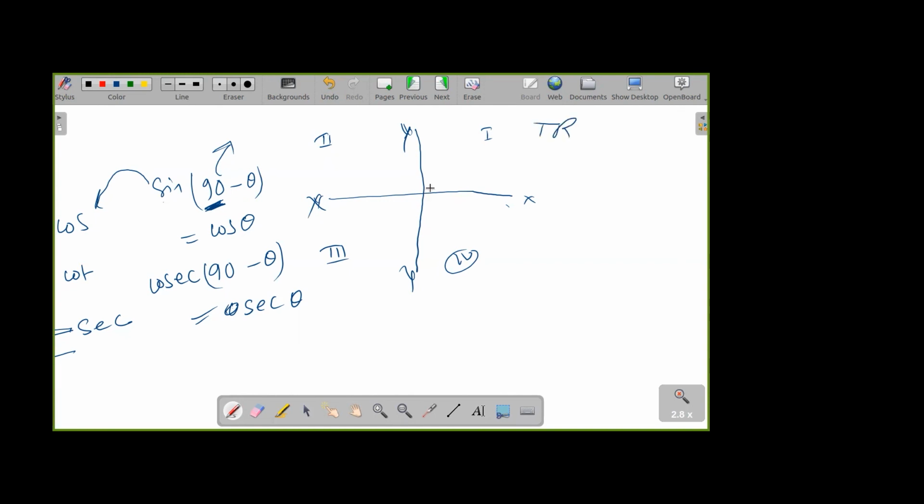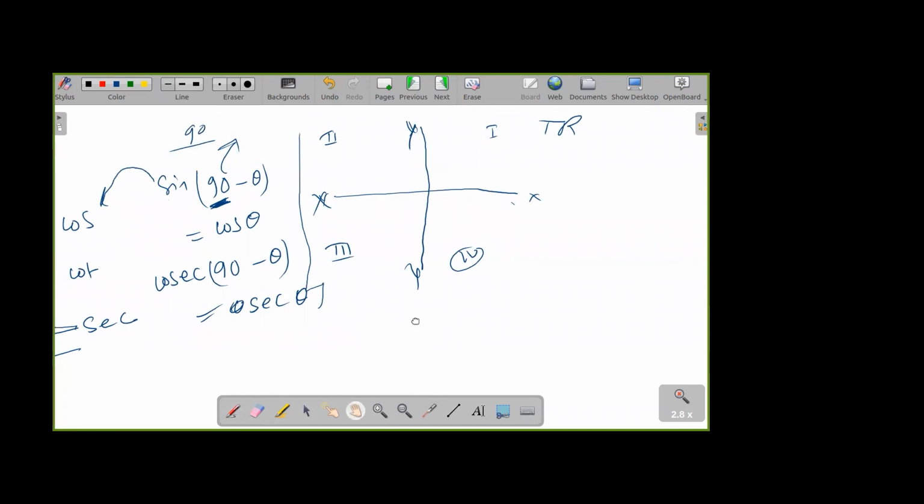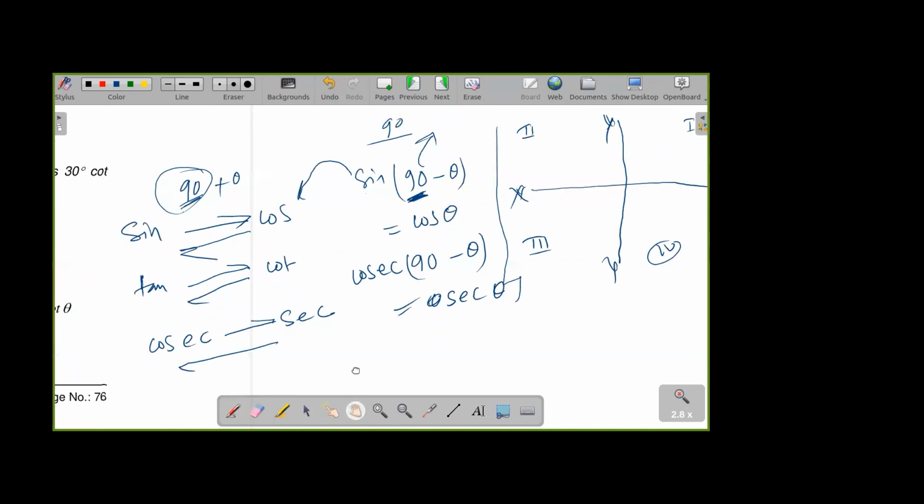I think we have less time, so we should discuss this chart tomorrow, or next class. Yeah, because if we skip it in between, it will be better to stop up to 90 here. Okay. So if you have any doubt up to here, then ask. One thing I forgot in this meeting.